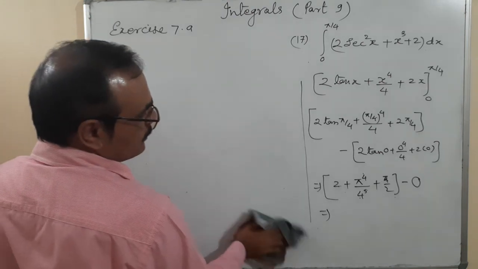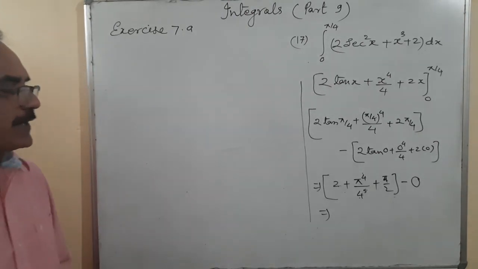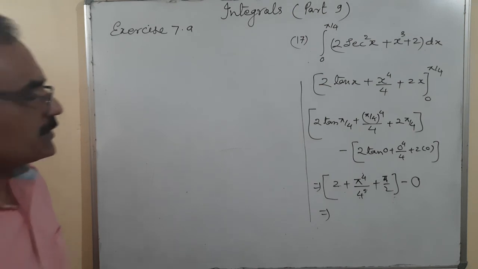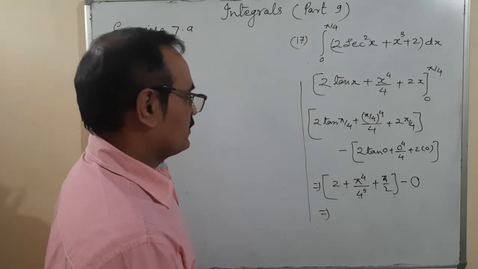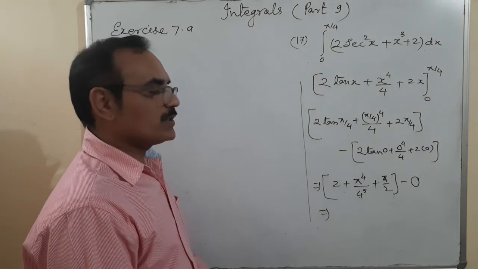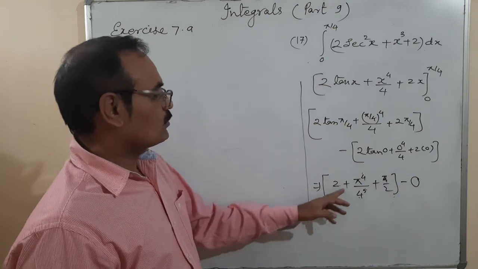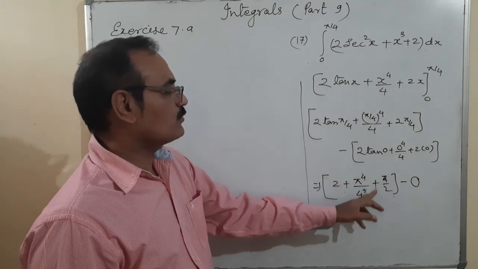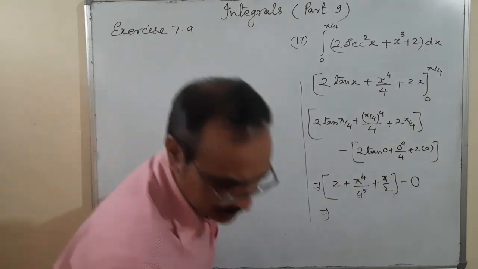By the way, if you want to write 4 to the power 5, what to write here? 4 4s are 16, 16 times 4 is 64, 64 times 4 is 256, and 1024. So 2 plus pi to the power 4 upon 1024 plus pi by 2.